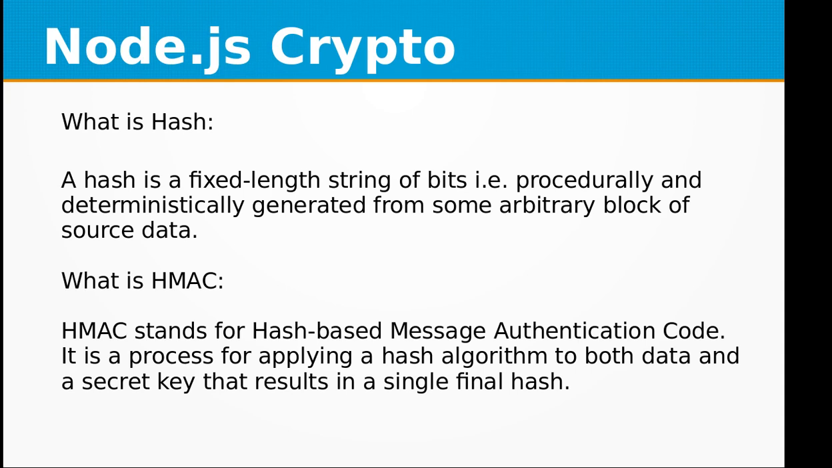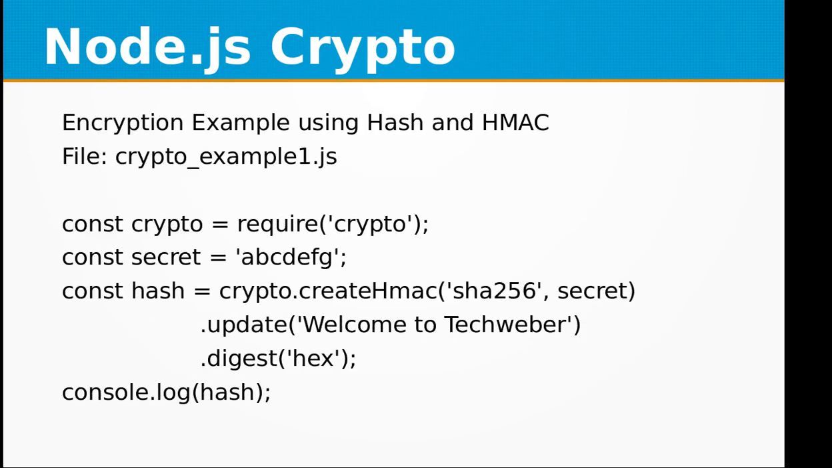What is HMAC? HMAC stands for Hash-based Message Authentication Code. It is a process for applying a hash algorithm to both data and a secret key that results in a single final hash. Let's look at an example of encryption using hash and HMAC.